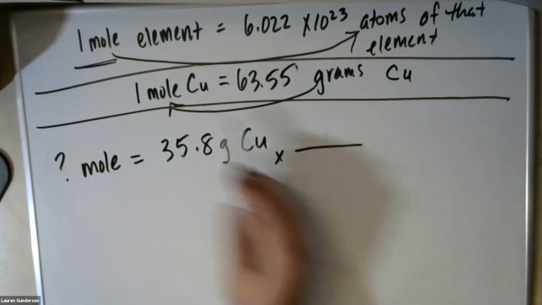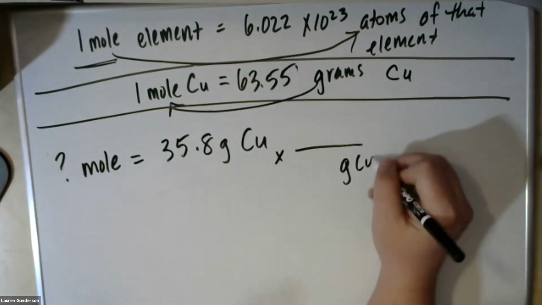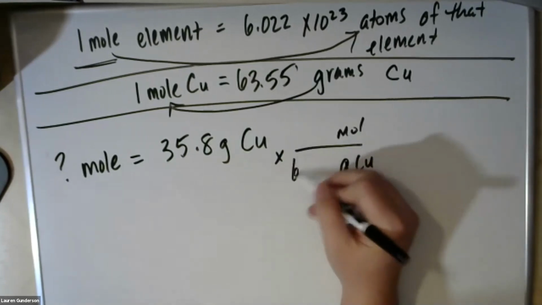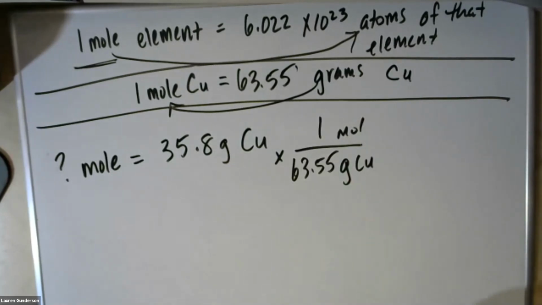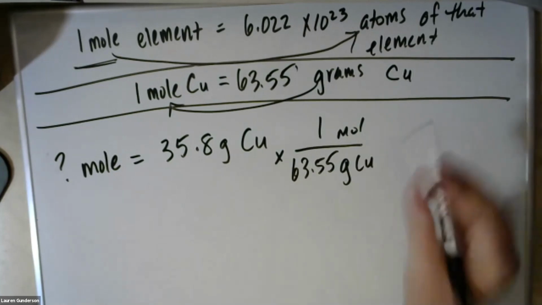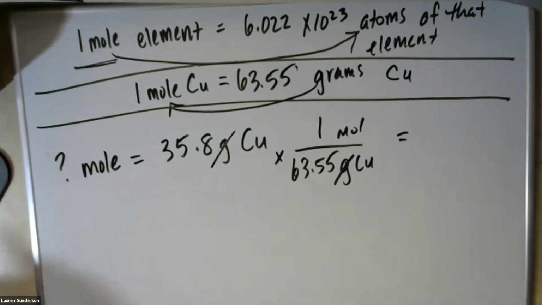Because I can look at the molar mass and say, I'm going to put grams on the bottom here. 63.55 grams is in 1 mole of copper. So if I take this mass value and divide it by 63.55, I'm going to have a copper value that's in terms of moles.